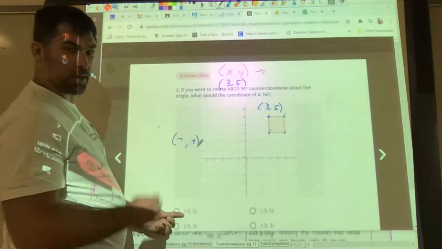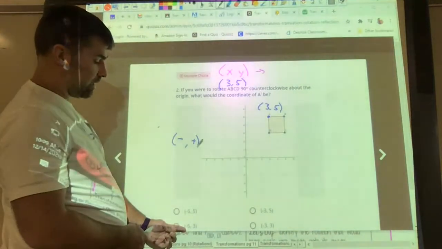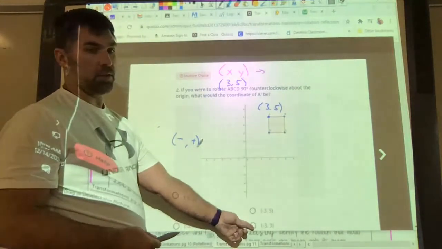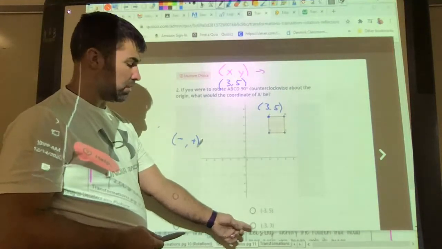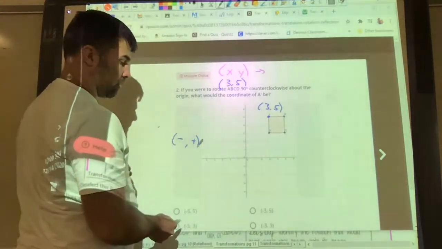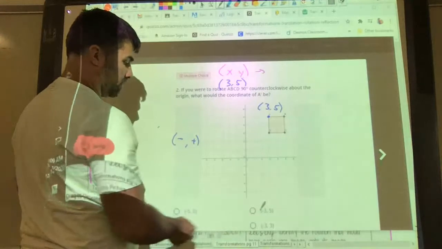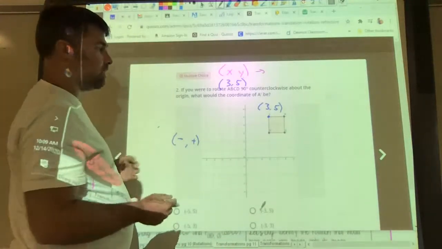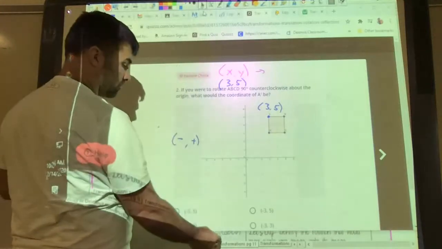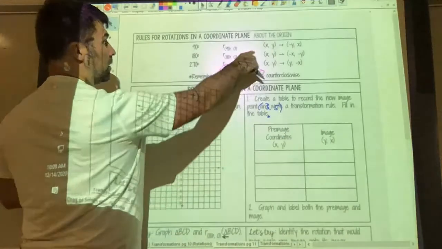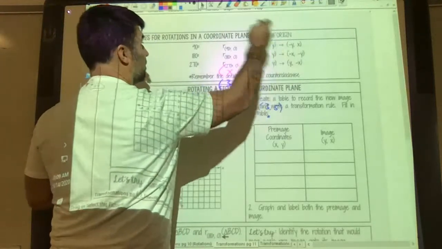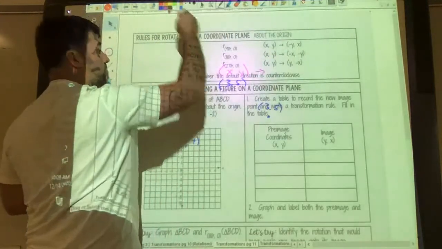So negative 5, 5 could be a potential answer. Negative 5, 3 could be a potential answer. Negative 3, positive 3 could be a potential answer, because on all three of those, the X is negative and the Y is positive. Okay, and this is negative 3, 5. So all four of those could be potential answers. But the 90 degree rule says XY turns into negative YX. All right, we're just going to copy that down, negative YX.